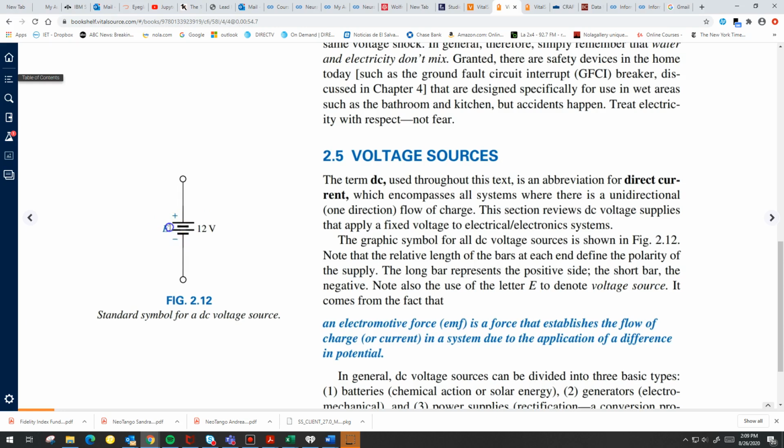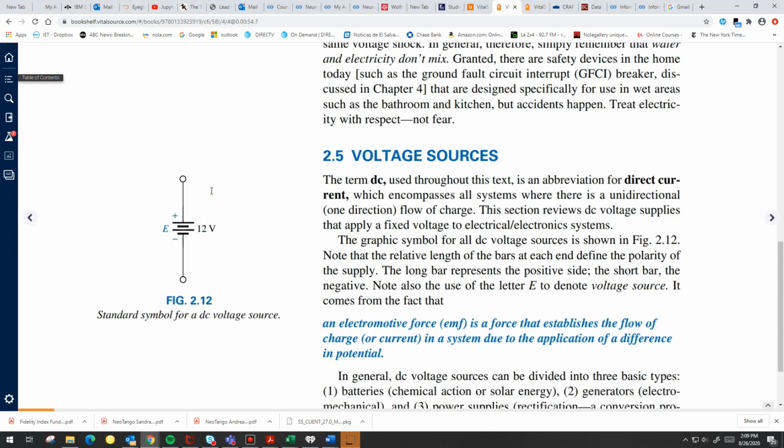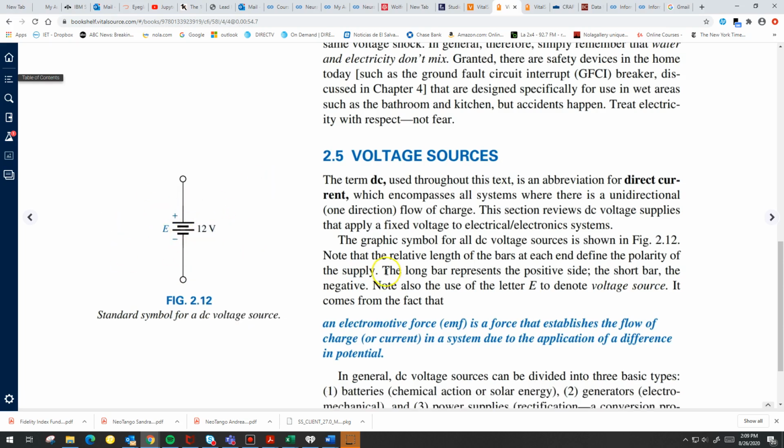Also, some books use capital E to represent voltage. I normally use capital V to represent voltage. In some books, the idea is that they use capital E to really show the voltage source, and they use V for other kinds of voltages, but the voltage is the same. So don't be alarmed or confused if you see capital E or capital V to represent the voltage. In this case, what you're looking at here is the symbol for a 12-volt battery. Okay, 12-volt battery. All right.